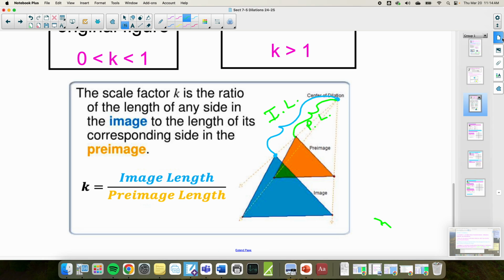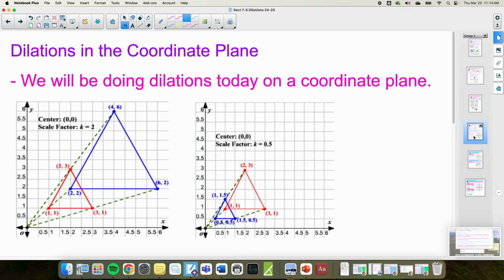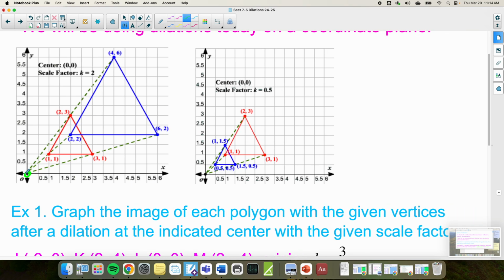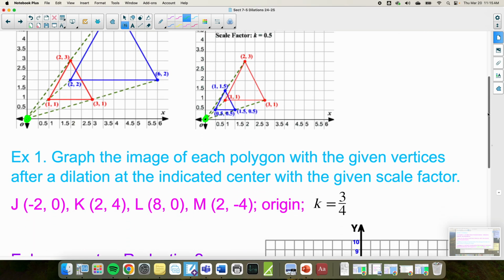Okay, so this is what it is going to look like today. I'm going to be giving you points. We're going to plot them on a graph, and then I'll tell you what our K is. In our situations, I made it so that all the time our center is the origin, because that makes it easier. Then you're going to plot your first figure, take the points of that, and multiply every x and y by K, and that will give you your new points. So let's try one of these.